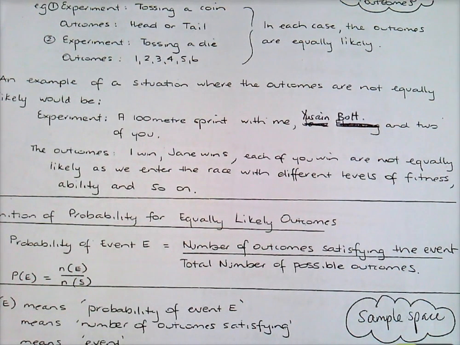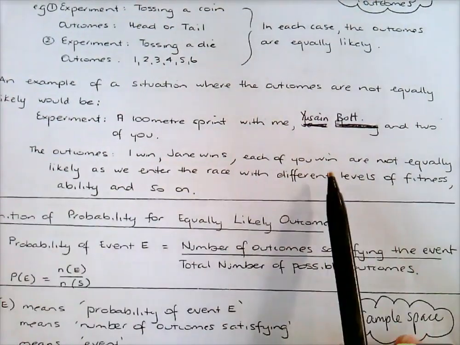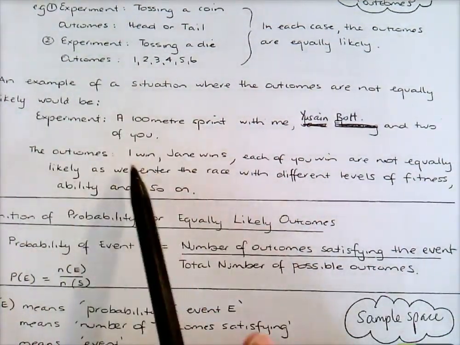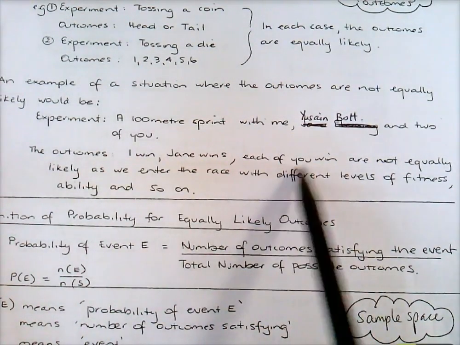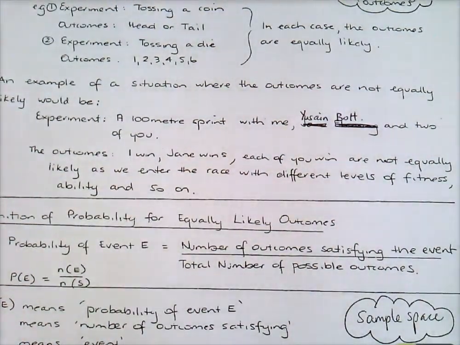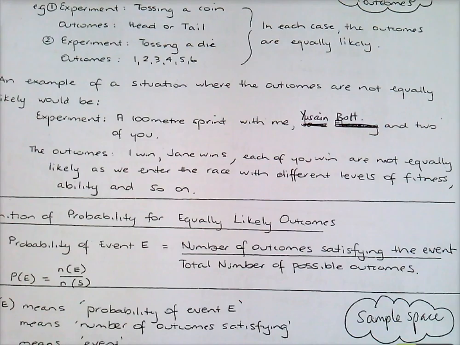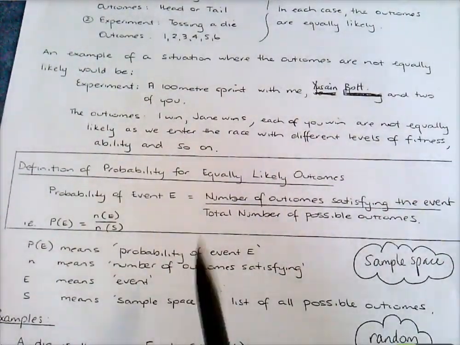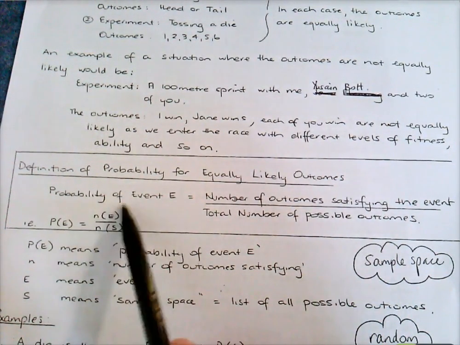So horse races as well, things like that, where there's ability. Football teams playing each other, tennis players, etc. Where it's a sport, the ability of the athlete makes it not equally likely. It's not like you're pulling names out of a hat. So another example where things are not equally likely would be I win, Jane wins, each of you win, are not equally likely as we enter the race with different levels of fitness, ability and so on. So let's say you win a race and someone else ran the race. You can't therefore conclude, oh, we've both got a 50% chance of winning, because you've still got different levels of ability, okay? So where ability is involved, the outcomes are not equally likely.